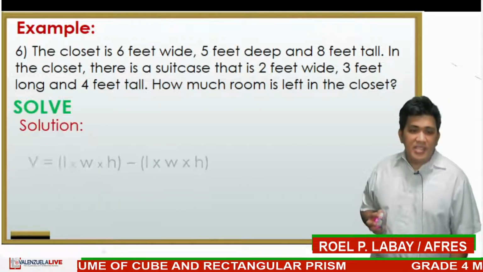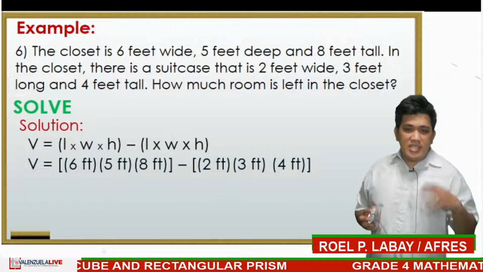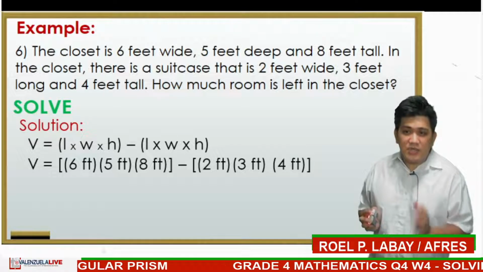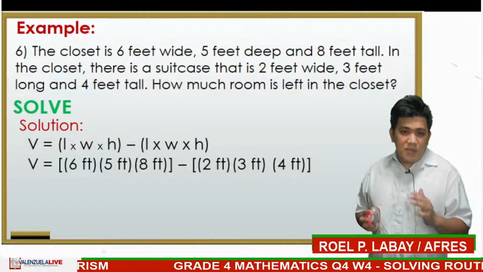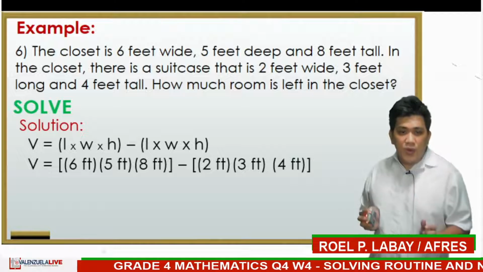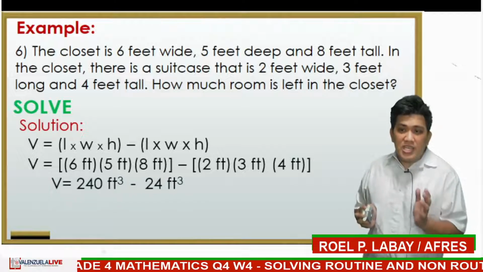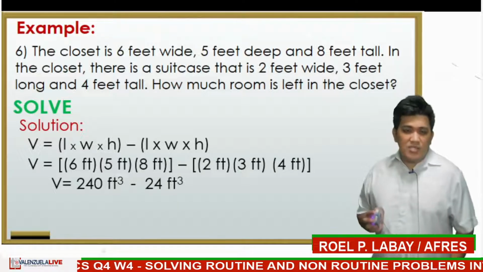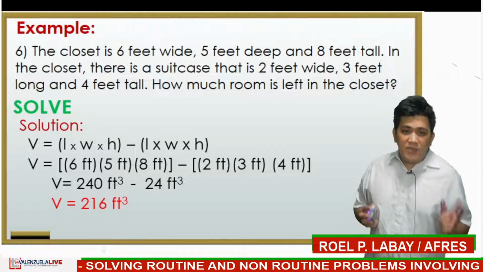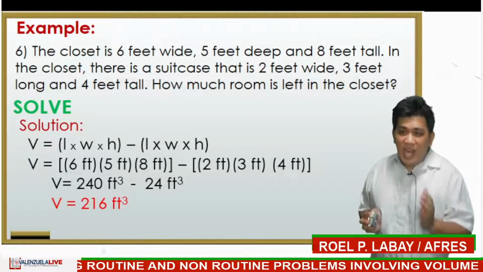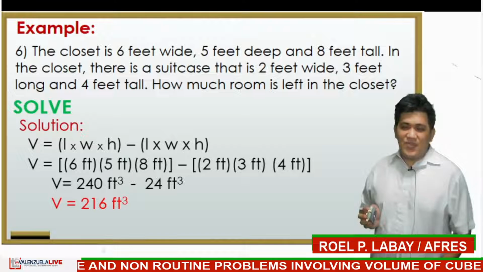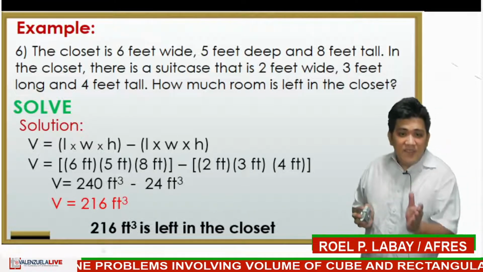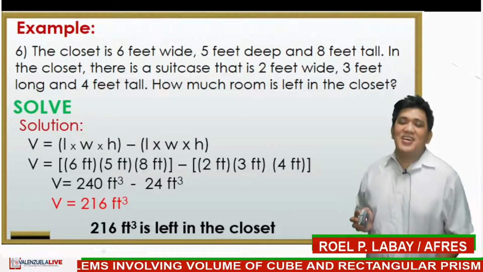And to solve it, we will multiply first inside the bracket. So we have here 6 times 5 times 8 minus the product of 2 times 3 and 4. So we have here 240 cubic feet minus 24 cubic feet. So the answer will be 240 minus 24 is 216 cubic feet. Therefore, 216 cubic feet is left in the closet.